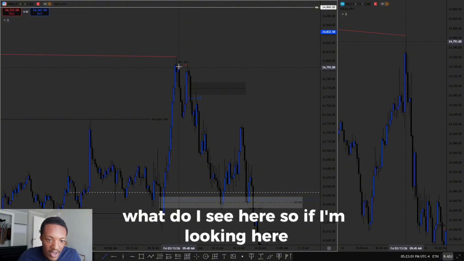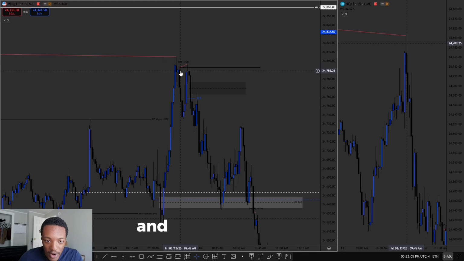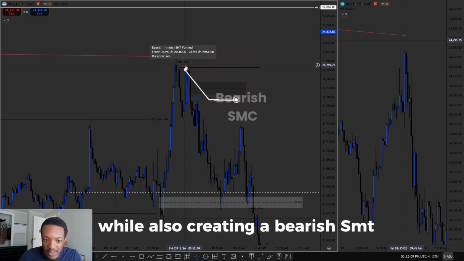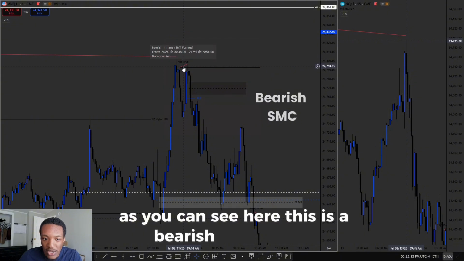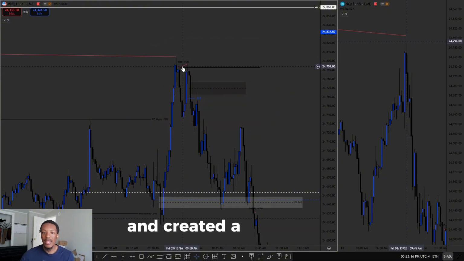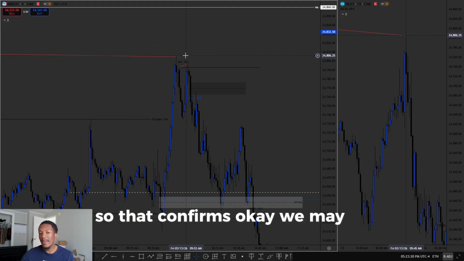So if I'm looking here, I see the NASDAQ manipulated this liquidity here. And why is this liquidity? Because this is a swing high, while also creating a bearish SMT. As you can see here, this is a bearish SMT with the ES. So NASDAQ manipulated this liquidity and created a bearish SMT with the ES. So that confirms, okay, we may not want to go higher.